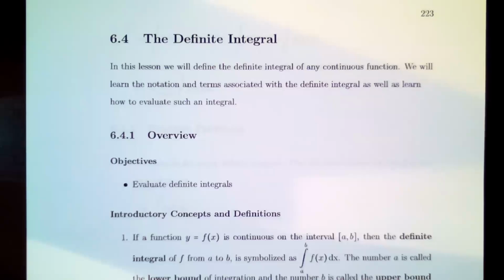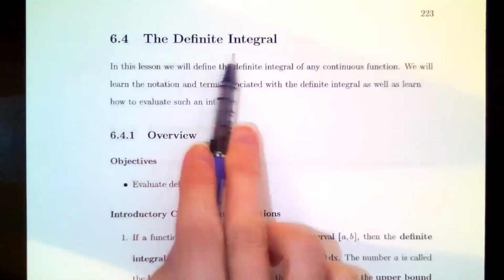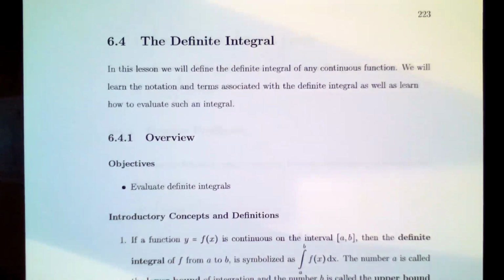Hello, everybody. Welcome back. Today we're going to do section 6.4, which is called the definite integral. This is an immediate follow-up to section 6.2, where we talk about the indefinite integral.